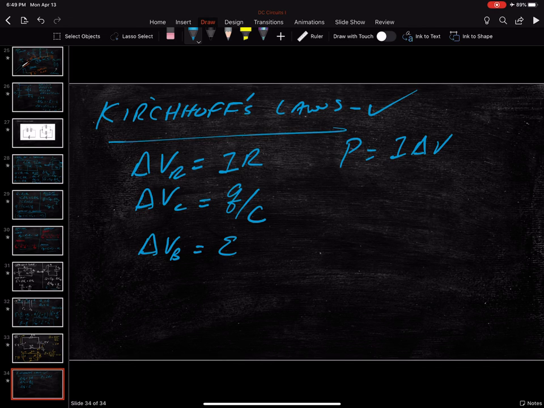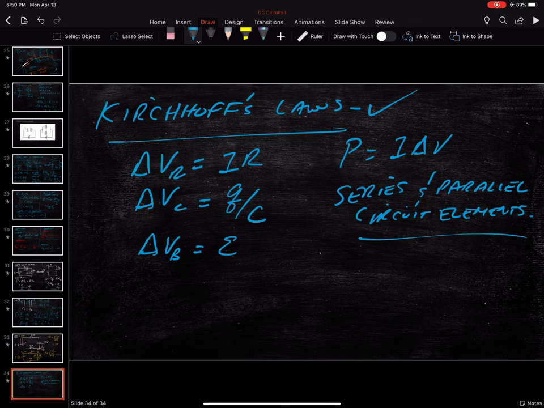And then these ideas for series and parallel circuit elements. Okay? All very, very useful sorts of stuff.